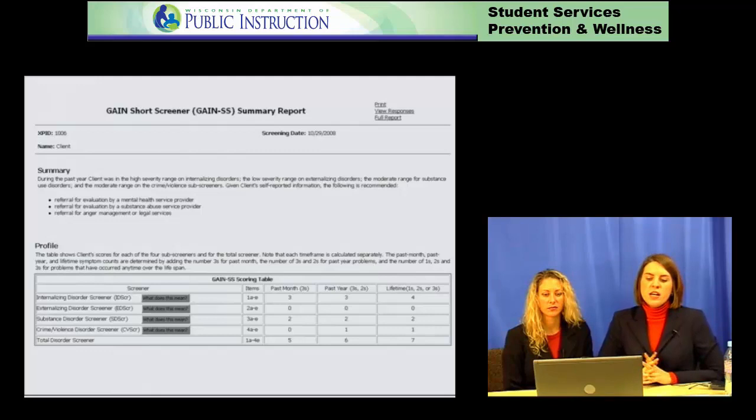Now you'll notice there's a gray bar in there that says, what does this mean? If you click that, it reminds you what a moderate or high score in each of those subscreeners is talking about, what it indicates to you.